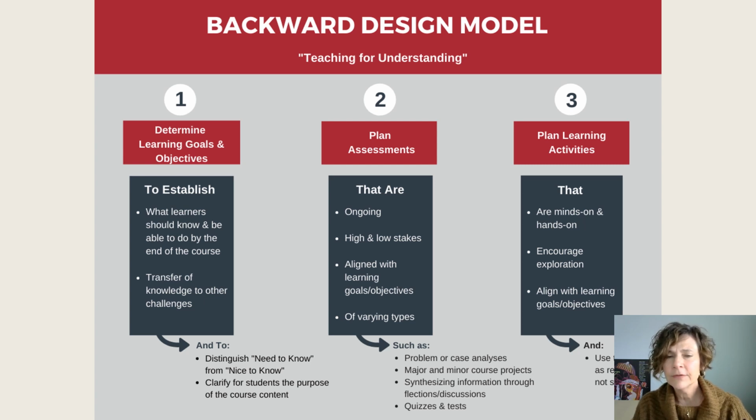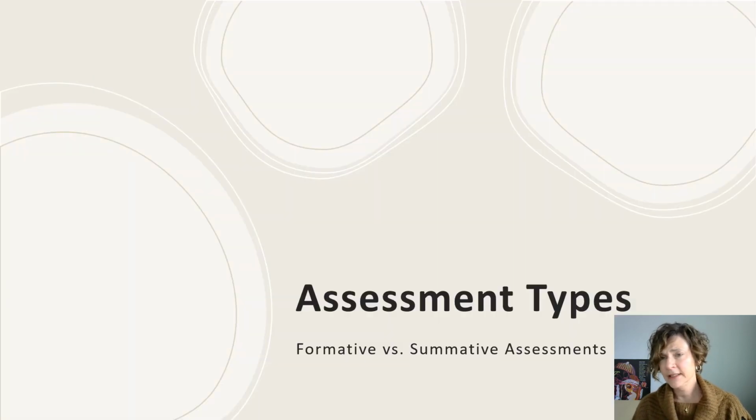Notice that you want to look for assessments that are ongoing, a variety of styles, both high and low stakes assessments, large assessments and smaller ones. Assessments that are aligned clearly with your learning goals and objectives, and that alignment is made explicit to students. And of varying types. And you can see some types there. I might also, especially for arts classes, add creation of a product to that list of assessments, faculty observation of a student completing a task or completing a performance, also are assessment activities.